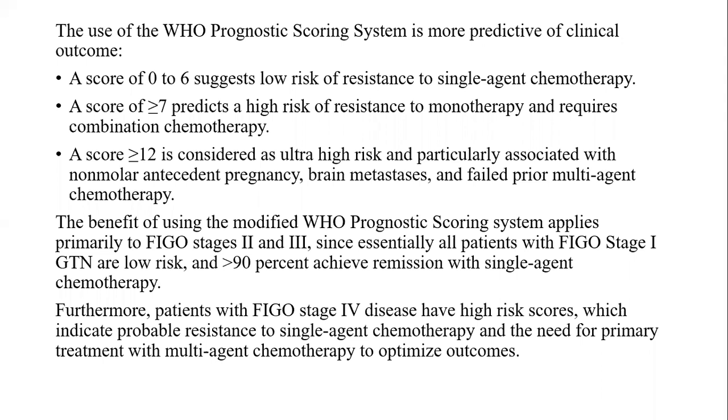There is a new one. This has been revised further, I think in 2018, whereby we now have a score of 0 to 4 as low risk, because we've now shown that even those who had a score of 5 to 6 ended up requiring multiple agent chemotherapy. So 0 to 4 as low risk, 5 to 12 as high risk, and above that is ultra high risk.